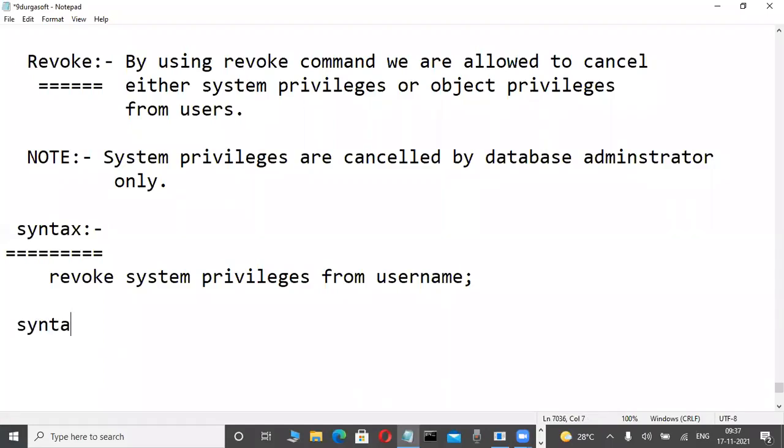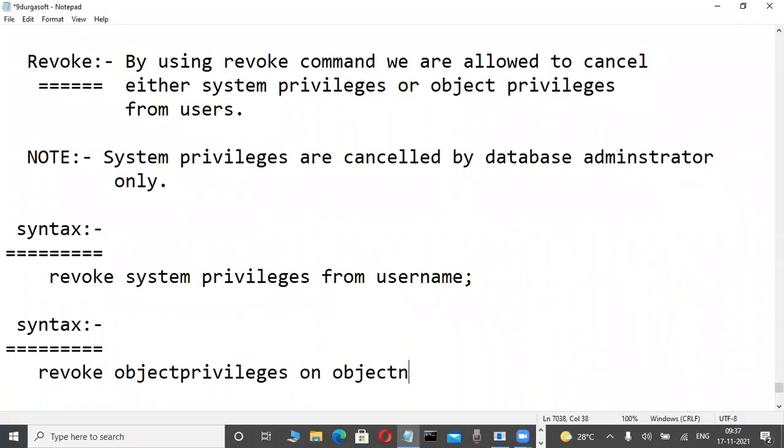Next, we also cancel object privileges. How can I do it? Syntax: revoke object privileges, practically I will show you, on object name from username or public or role name, anything. But username and public can be written.